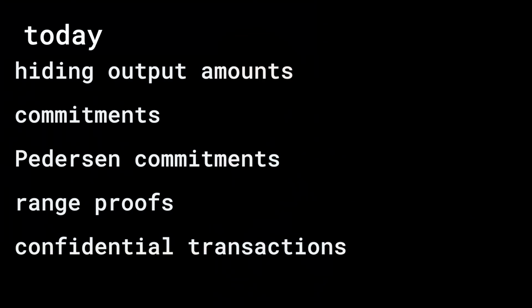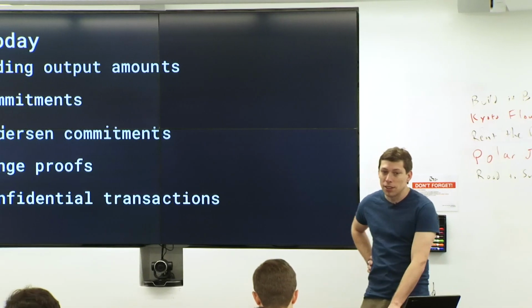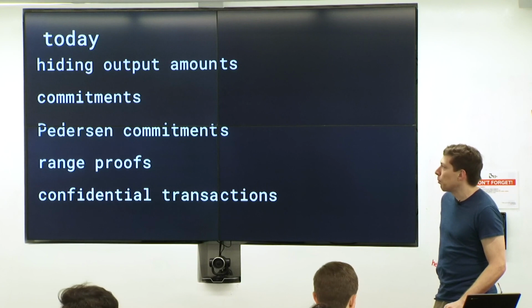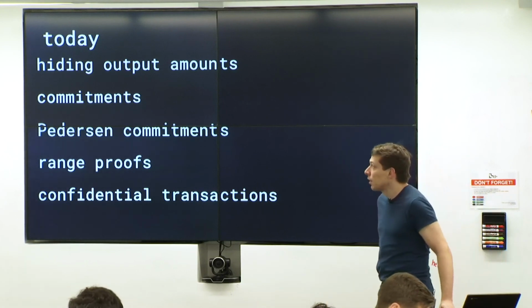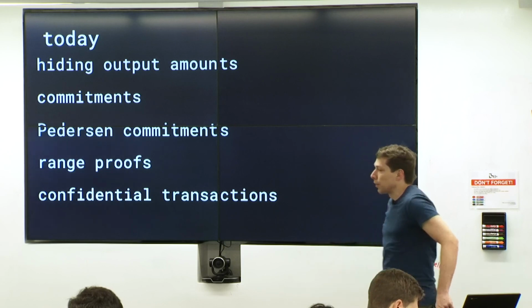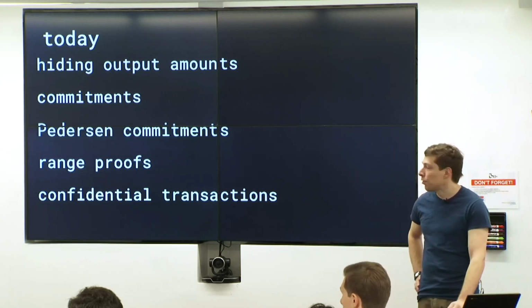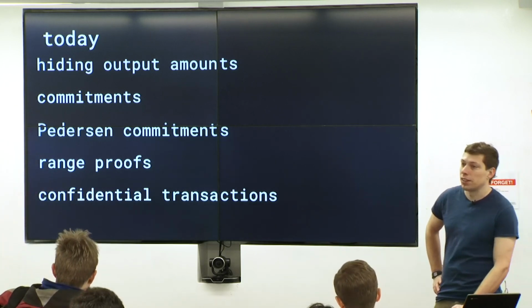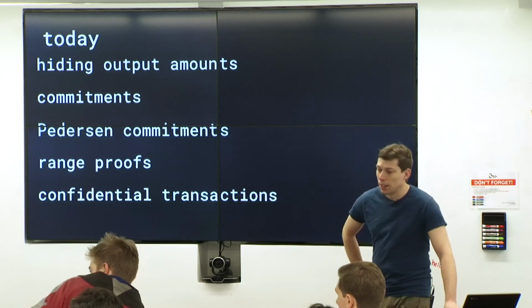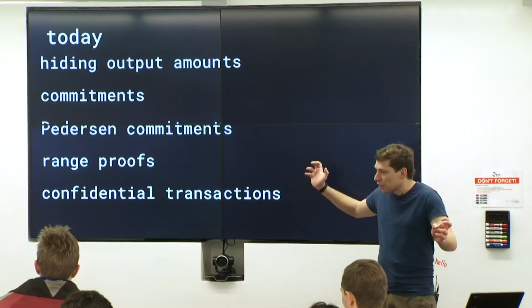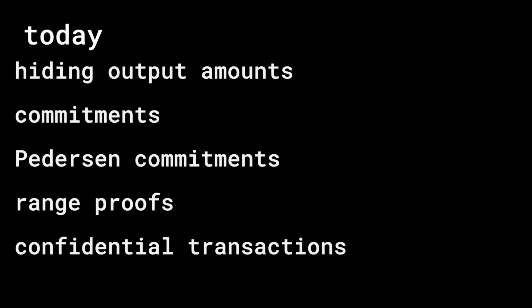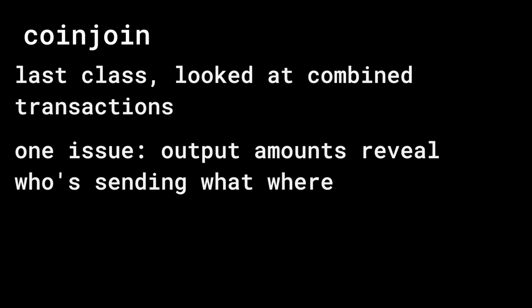So the basic idea is you want to hide the output amounts. We saw last week how looking at output amounts can de-anonymize and let you link a lot of different things. So we'll look at how to hide output amounts, and we'll talk about commitments. First we'll talk about the reasons why and how to do it. Then the definition of commitments: what is a commitment in cryptography? Then Pedersen commitments. Then range proofs, and we'll put it together to get what's called confidential transactions, which just means the output amounts are secret. Interrupt with any questions at any point if something's not clear.